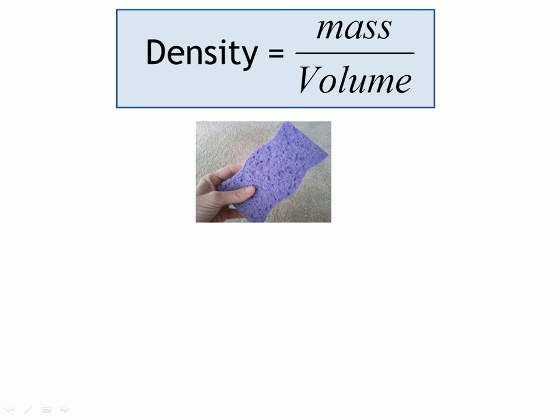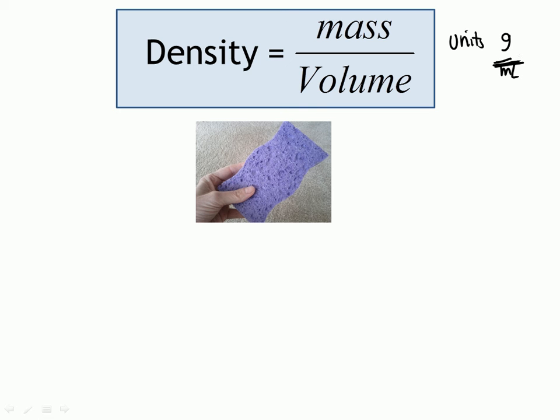Okay, now that we understand mass and volume, we can talk about density. We're going to talk about it in terms of a sponge. Density is the mass of something divided by its volume. The mass is in the numerator, volume is in the denominator, and the units are frequently something like grams per milliliter.